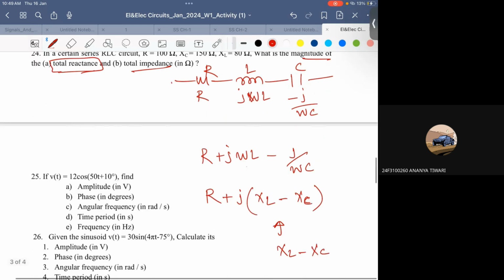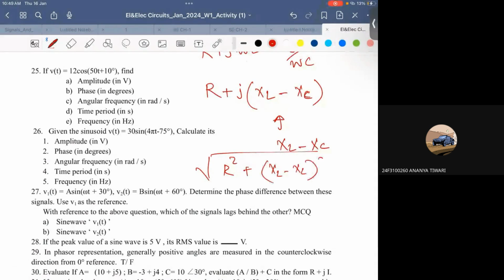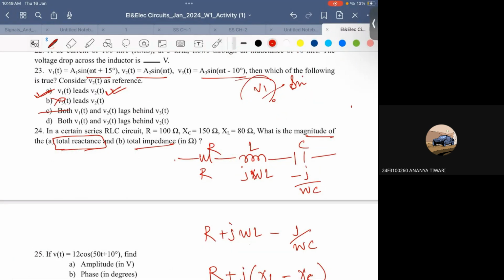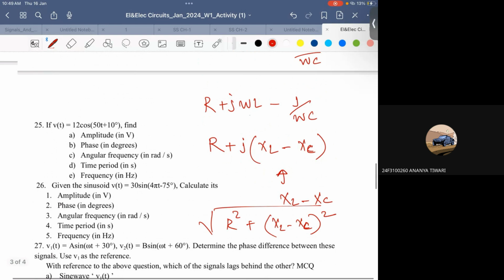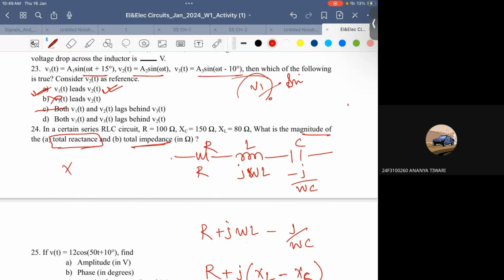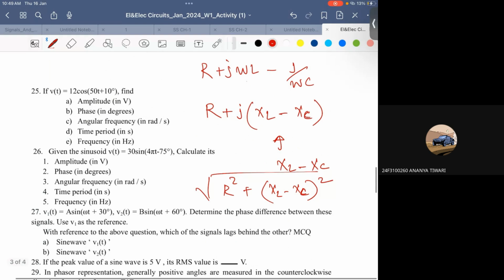If you have been asked to calculate the total impedance, then you can calculate it as the square root of R square plus XL minus XC whole square, correct? This is what I'm telling you from the starting, right? If you have been asked to calculate the reactance, it is the imaginary part that you calculate. And if you have to calculate the impedance, that is the magnitude that you have to calculate. So you first write it in the form of real plus imaginary, and then you can calculate like this. This is the whole impedance of your RLC circuit.